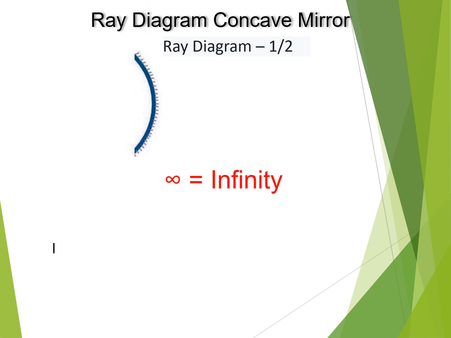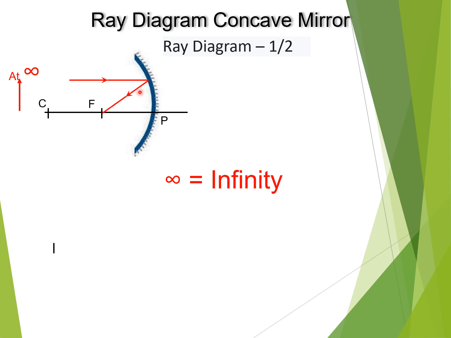Say this is the concave mirror. This is its principal axis, and of course this is the pole, focus, and the center of curvature. Now if the object is at infinity, one incident ray parallel to the main axis shall fall on the reflecting surface of the mirror, and it shall be reflected and pass through the focus.